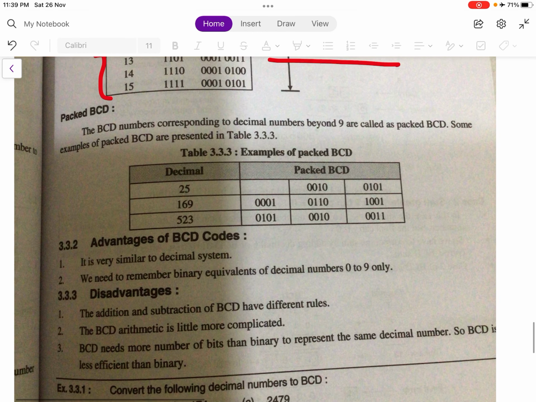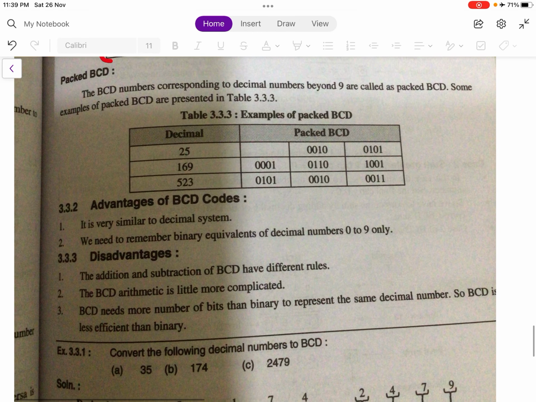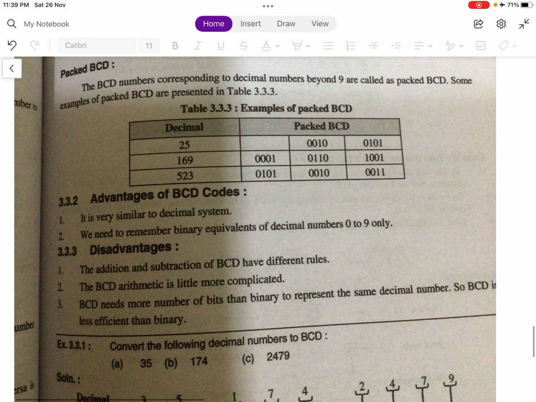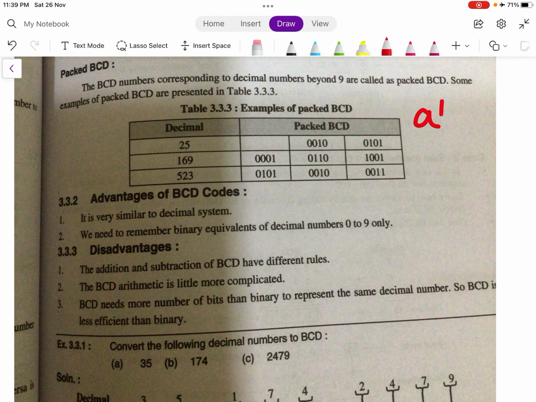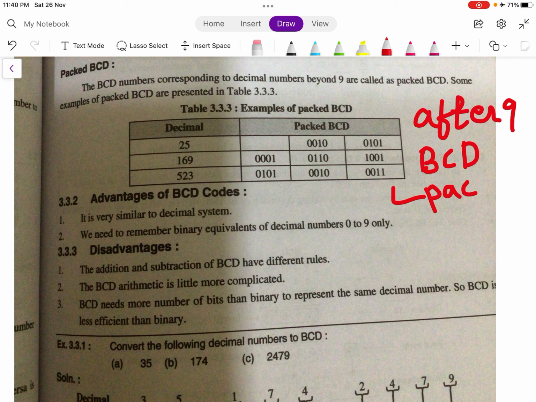Packed BCDs. The BCD numbers corresponding to the decimal number beyond 9 are called packed BCDs. So after 9, whatever numbers are represented in the BCD, they are said to be packed BCD. Some examples of packed BCD are represented. So we have 25, 169, 1, 6, and this is 9. Binary for 5, binary for 2, and binary for 3.